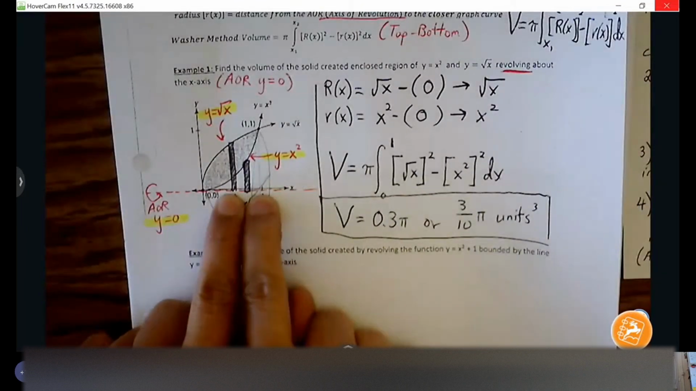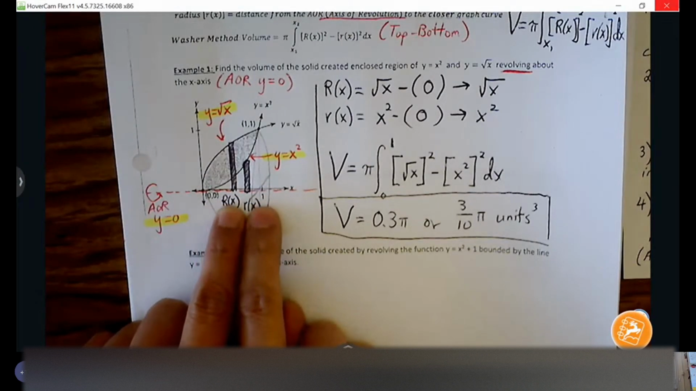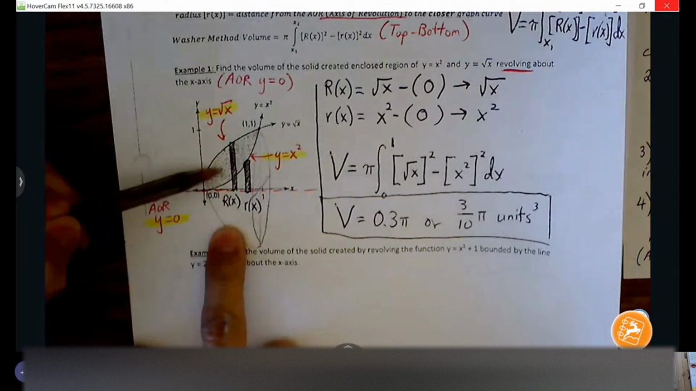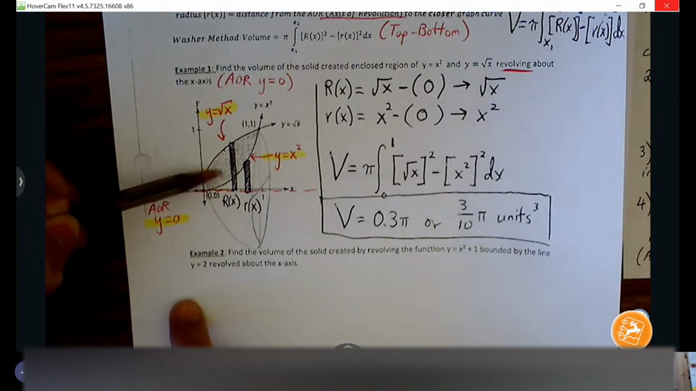This is how we draw big radius and little radius. But what do you think a lot of students, what mistakes do students make when they draw radius? What is a natural tendency? They go from top to bottom. Yeah, they want to connect these two, right? That's understandable because that's how we did area. But for washer method, we can't do this anymore.